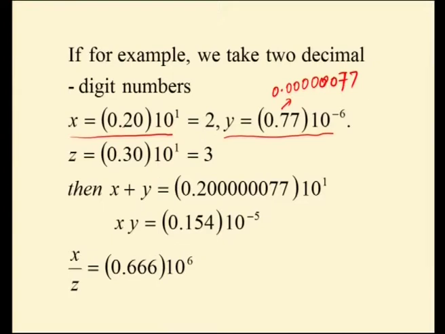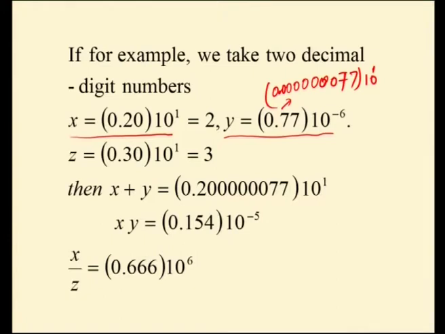But when you want to add with x, this should be represented in the form of 10 to the power 1. So, I will put one more 0 and multiply by 10 to the power 1. Now, you can add, and x plus y is 0.200000077 into 10 to the power 1.